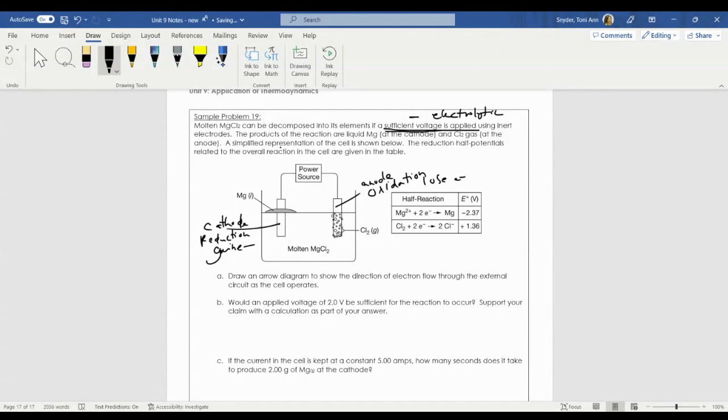A simplified representation of the cell is shown below, right here. The reduction potentials related to this overall reaction are given in the table below. So there's the cell potentials.